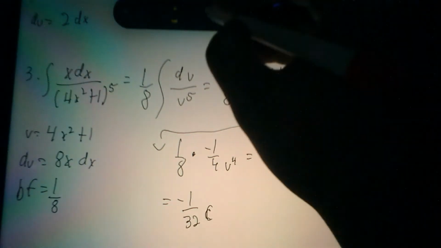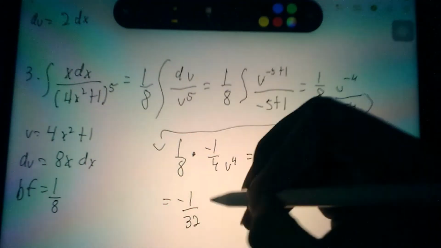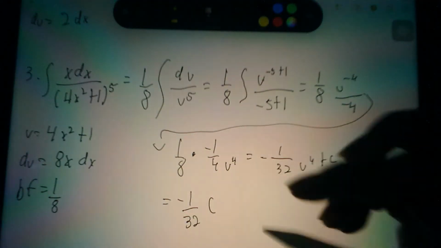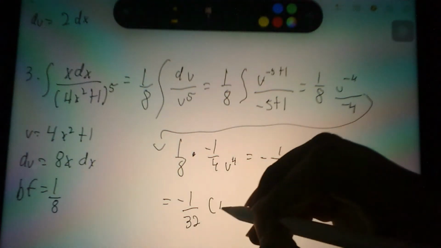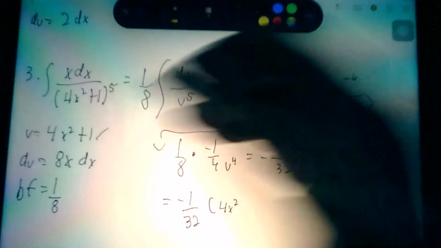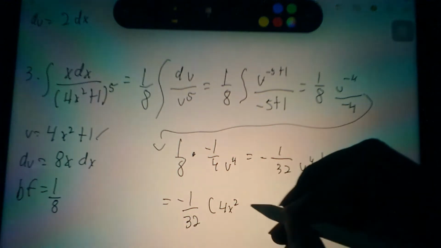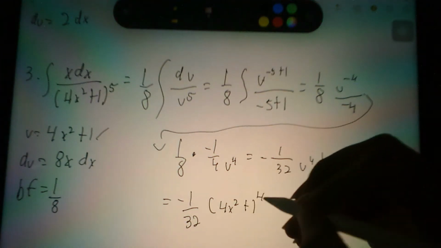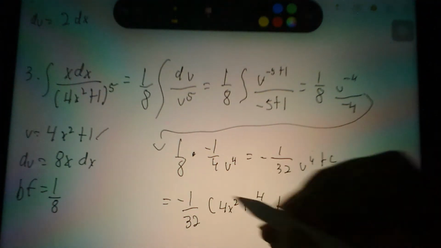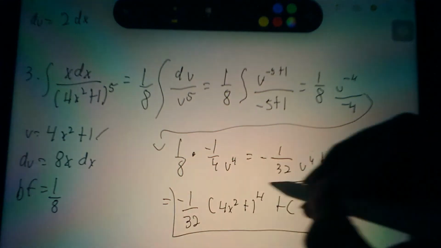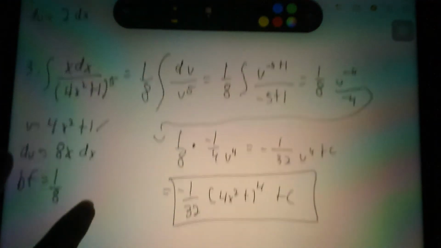Negative 1 over 32, 4x squared, this is our u, 4x squared plus 1 raised to 4 plus c. So this is our answer for our third problem.